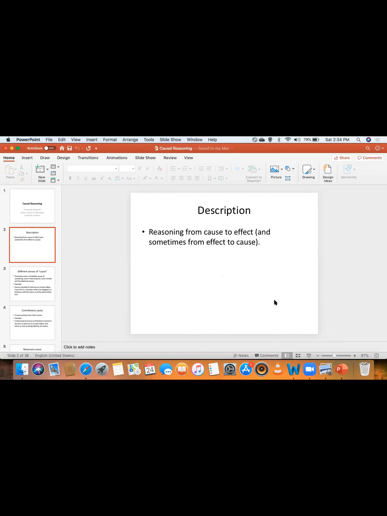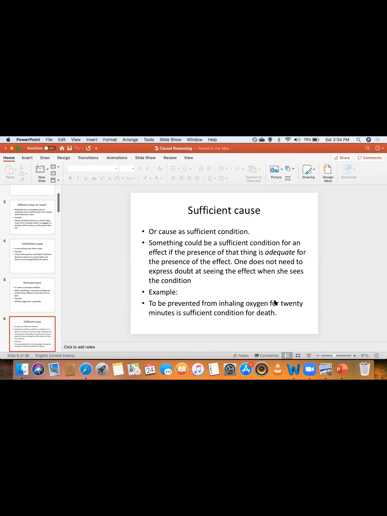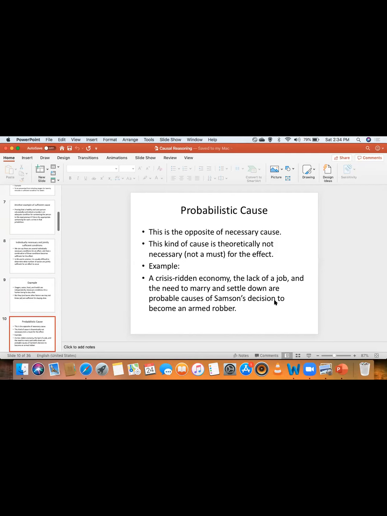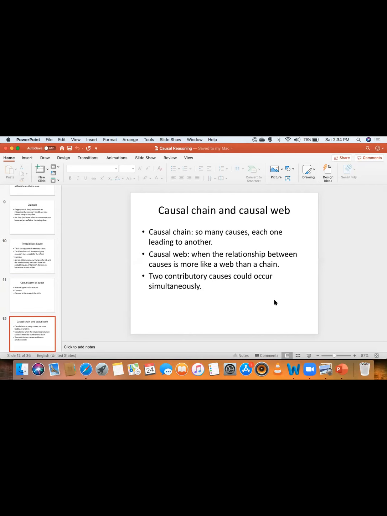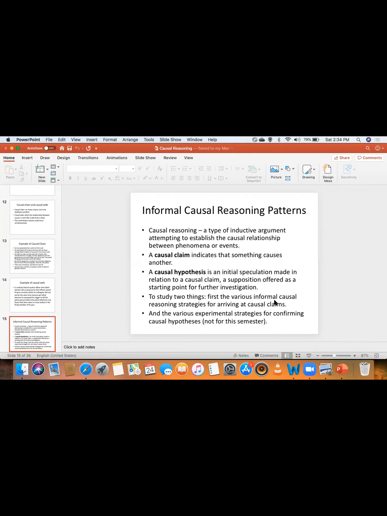And it is a type of inductive argument that is reasoning from cause to effect and sometimes from effect to cause. We have different senses of the word cause. We saw proximate cause, contributory cause, necessary and sufficient cause. We saw probabilistic cause, causal agent. We saw causal chain and web. We explained them. And then we selected 3 kinds of informal causal reasoning patterns, the 3 informal ways that we as human beings are able to identify causes.